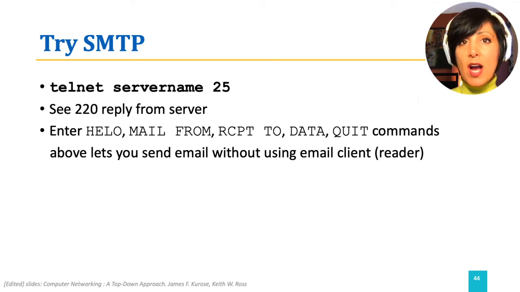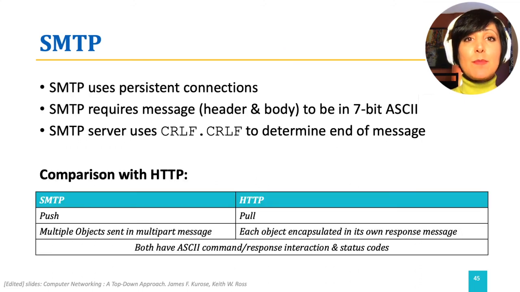Why? SMTP uses persistent connections. It requires the header and body of the messages to be in 7-bit ASCII and uses carriage returns and line feeds to determine the end of the message.